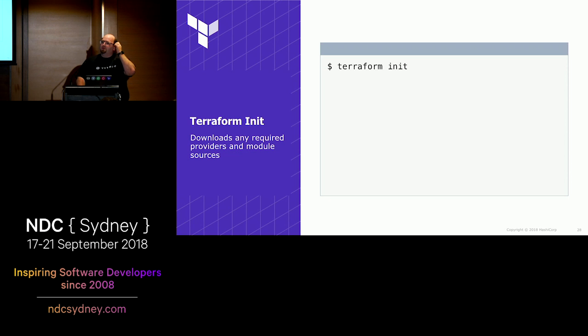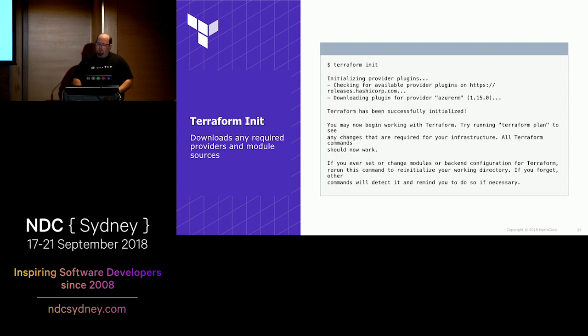Terraform init is the first thing you run, and that basically looks at the code in your current directory, and works out what providers you were using. In the case of the code I showed earlier, we're using Azure. And so Terraform's going to go ahead and download the Azure provider, and download any modules, which again we'll come to in a bit. This basically prepares the working directory.